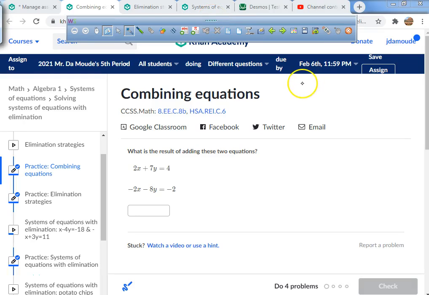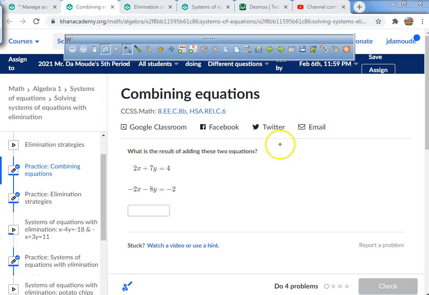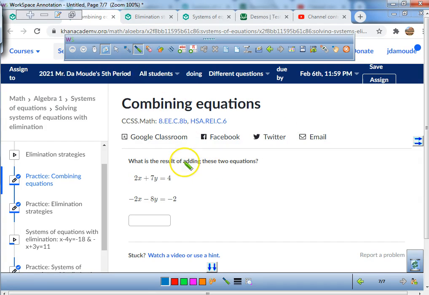All right, all you math people, we're going to be combining equations today. It's very simple. All we have to do is just combine like terms. Now you'll notice right here this says adding these two equations together. So if you want to add them together, literally, you just add them together.